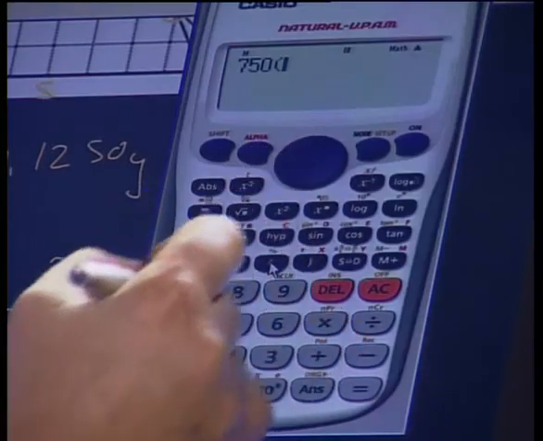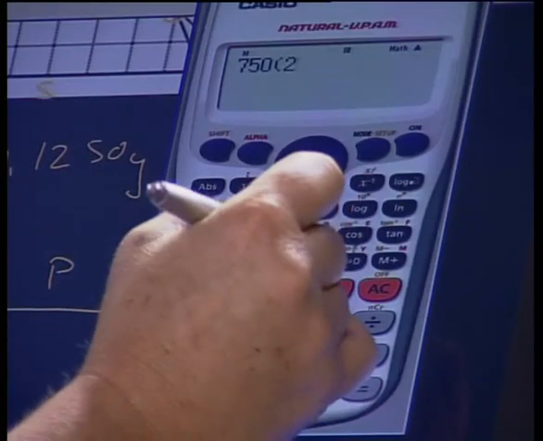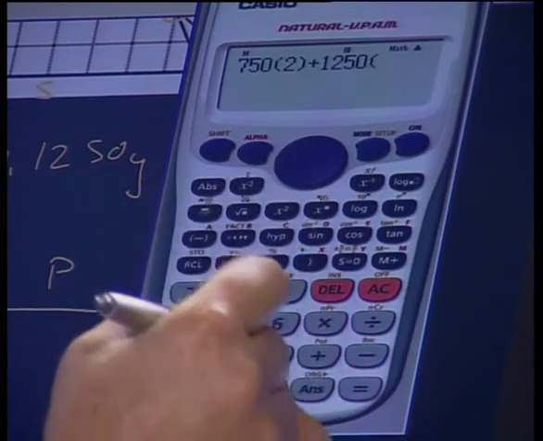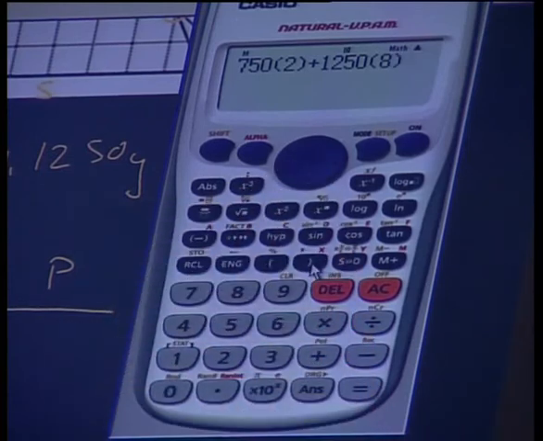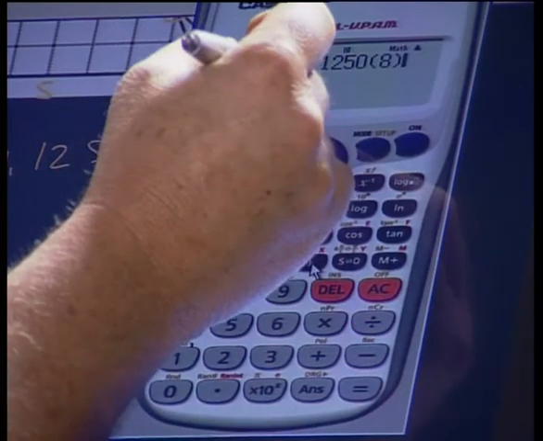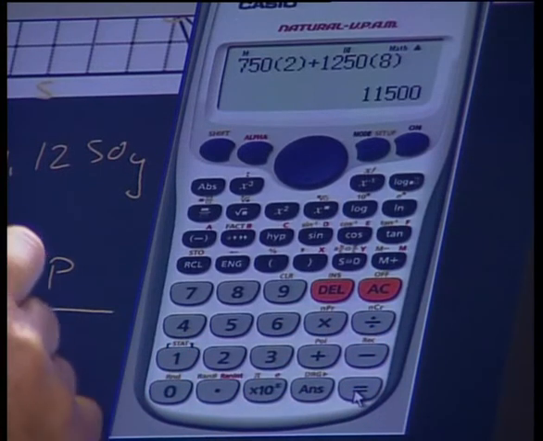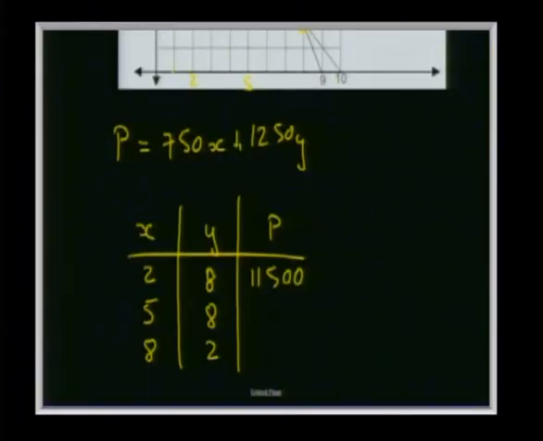So, here we go. I need 750 times, and the first one was 2, plus 1250, and in the first case, it was going to be 8. I've put my x's in as 2, my y in as 8, and that's going to give me a profit of 11,500.